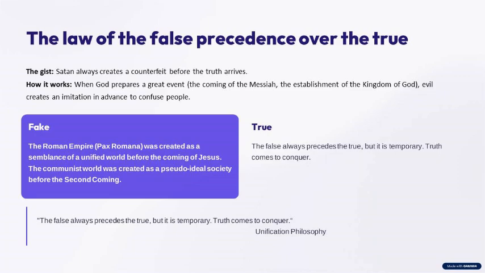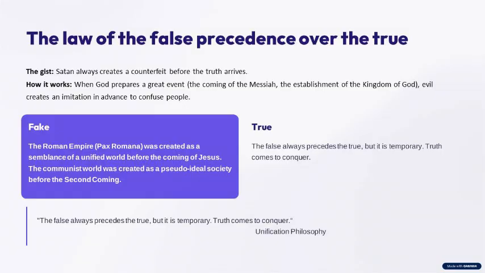When Jesus was to come, Rome had already created the Pax Romana, the Roman peace, an empire that united the entire known world. This was a counterfeit of the kingdom of God, and it appeared before the coming of Jesus. We see the same thing before the second coming. The communist world was created as a pseudo-ideal society. It promised paradise on earth, equality, and justice. But this paradise turned out to be an illusion.